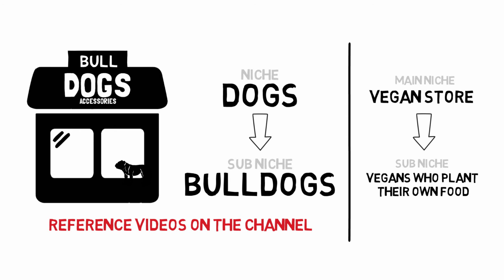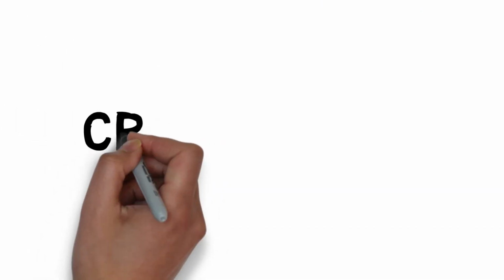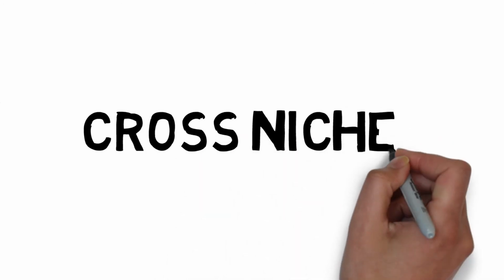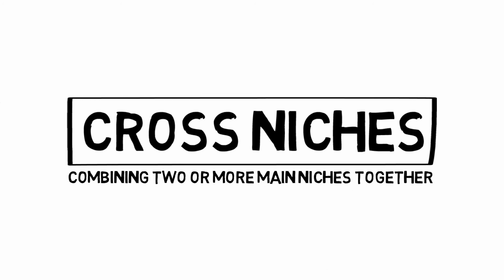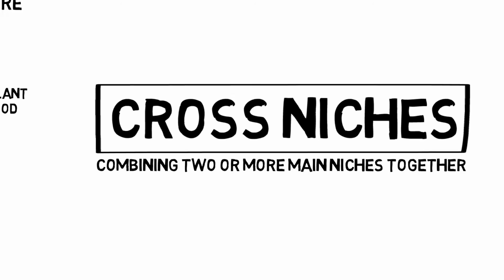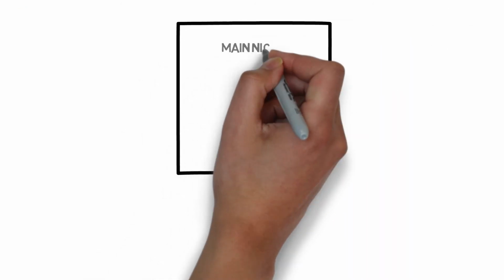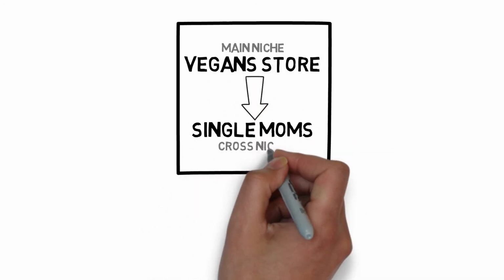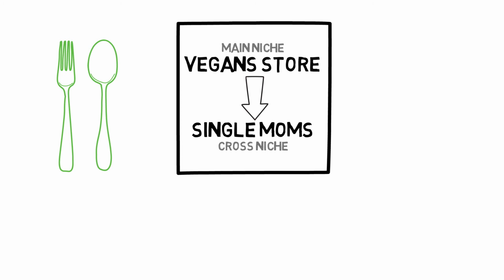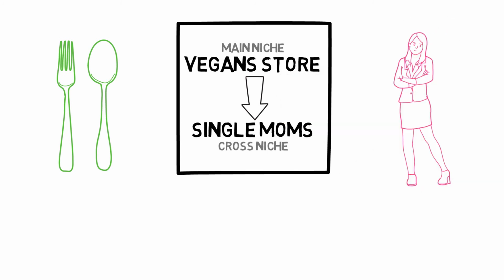Now moving on to the last and most crucial term, which is cross-niches. A cross-niche is basically when you try to combine 2 or more main niches together. For example, if we return to the store that was mainly for vegans and we mixed it with the niche of single moms, as a result, we will have a store that is dedicated to vegan single mothers. And that is what a cross-niche basically is.